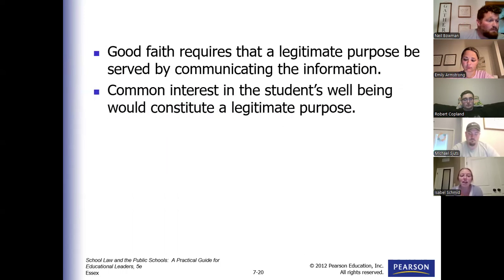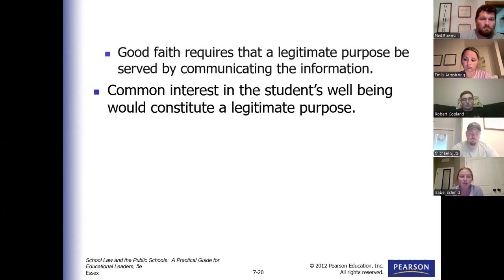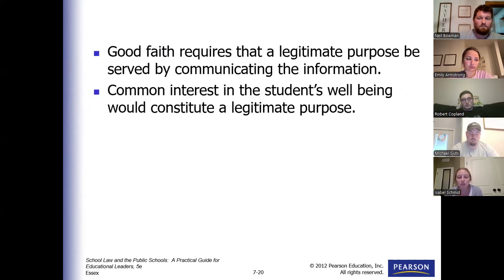So to act in good faith, an educator must ensure that the purpose of sharing information is legitimate, meaning it directly supports the student's well-being or educational interest. For example, if a teacher shares a concern with a counselor or an administrator who is also responsible for that student, then that would be seen as serving a common interest. What's critical is that the information is shared only with eligible parties for valid reasons and without any intention to harm the student. In cases like Zoll versus the State, the court emphasized that the absence of good faith, whether by intent or negligence, can lead to legal consequences for the educator. Next slide.